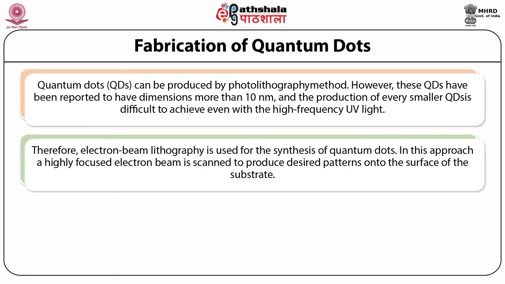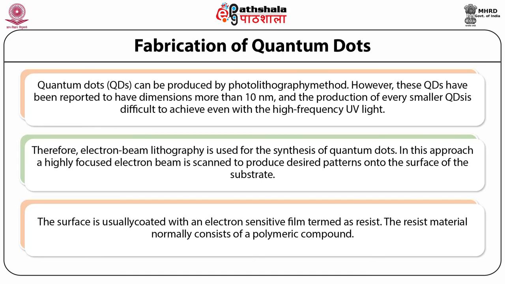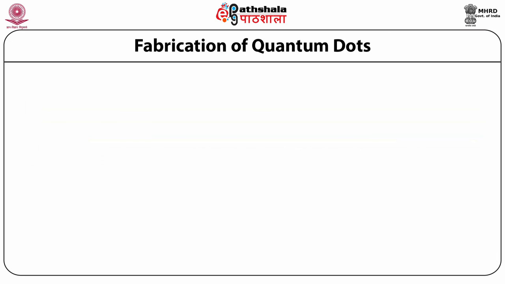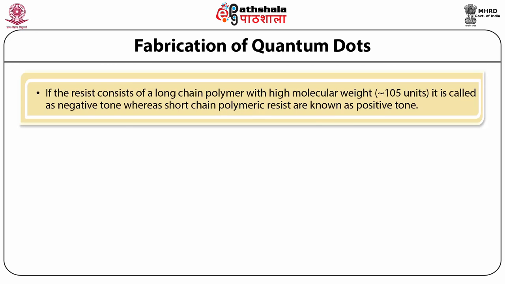In this approach, a highly focused electron beam is scanned to produce desired patterns onto the surface of the substrate. The substrate is usually coated with an electron-sensitive film termed as resist. The resist material normally consists of a polymeric compound. If the resist consists of a long chain polymer with high molecular weight, it is called negative tone, whereas short chain polymeric resists are known as positive tone.